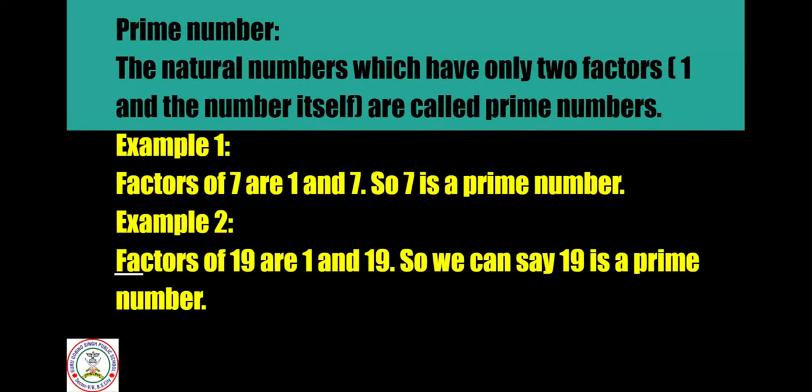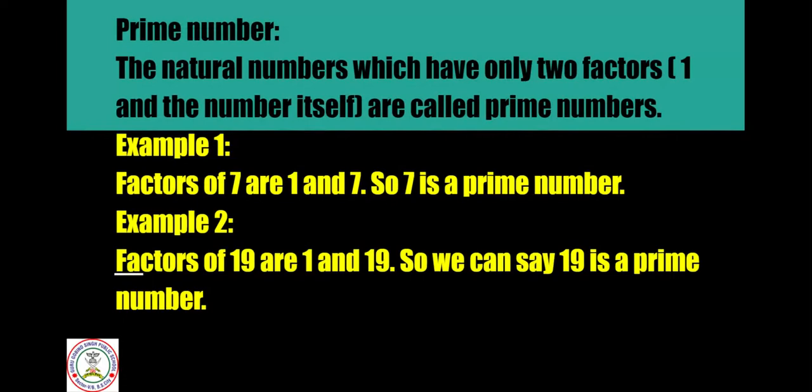Prime numbers. The natural numbers which have only two factors, 1 and the number itself, are called prime numbers. Example 1. Factors of 7 are 1 and 7. So, 7 is a prime number.